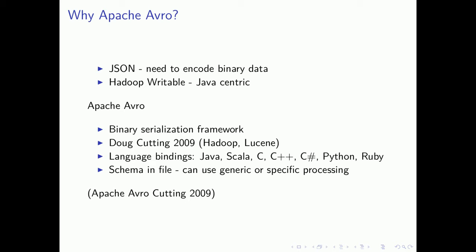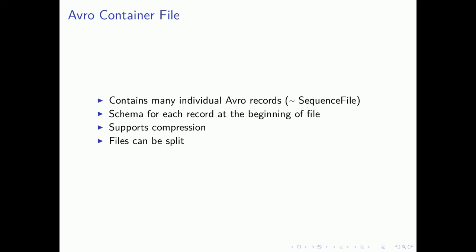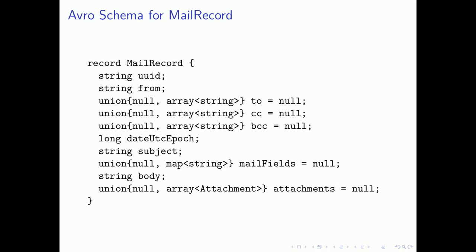And with that schema, you can do generic processing, or you can generate a Java class from that schema that has all the fields that your schema says it needs, and that's what I did. So I have a big Avro container file that has all the Avro records from all those 500,000 emails, and I let Hadoop worry about splitting those up into blocks, and I'll be able to read it in. There's also compression, and then of course you have splits, where Hadoop breaks this up into all the different blocks.